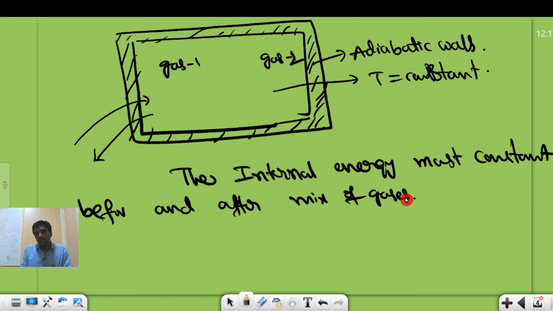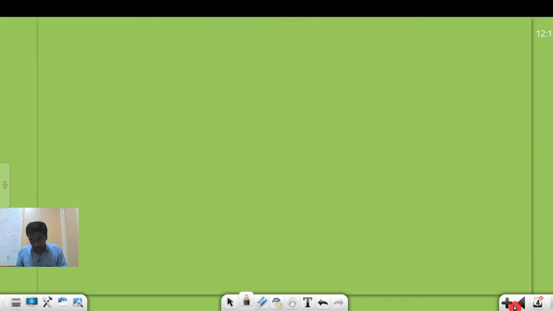So then the internal energy after mixing, the internal energy of the gas 1 and internal energy of the gas 2, that must be equal, as there is no interaction of heat energy from surrounding to system before and after. Now we are very familiar with the internal energy formula. Internal energy formula, U is equal to number of moles, molar specific heat capacity at constant volume, and temperature of the gas.